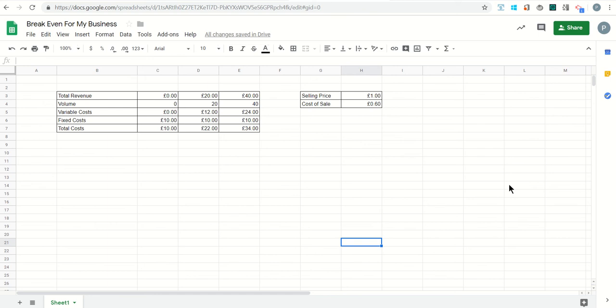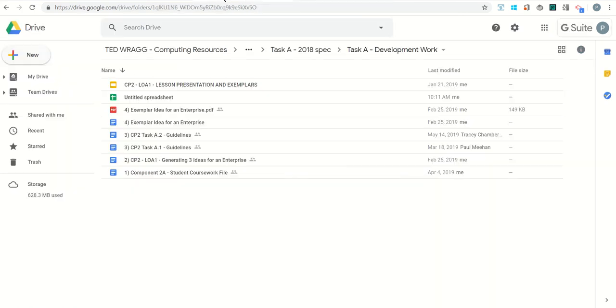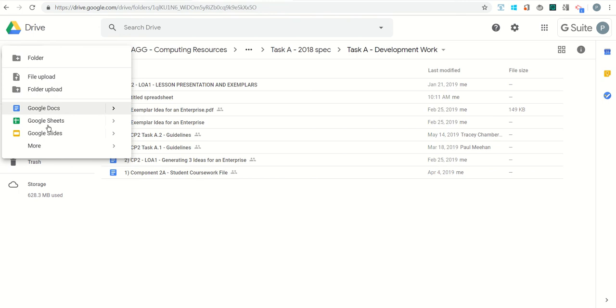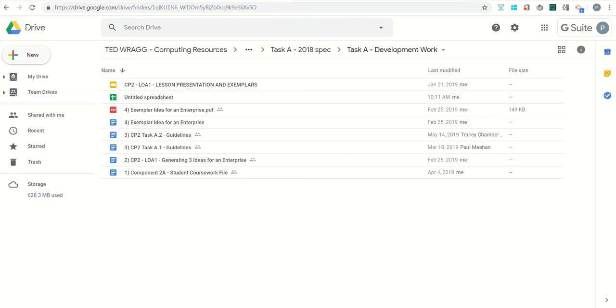Okay, so I'm going to show you how to do a break-even analysis using Google Sheets. What you need to do is you obviously need a new Google Sheet. So how you do that is you go to Google Drive and you click on New and Google Sheets. And I've got one I made earlier.